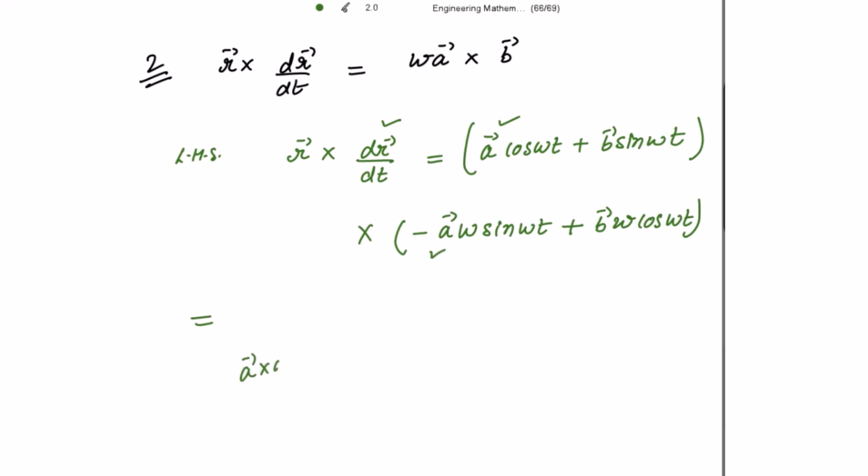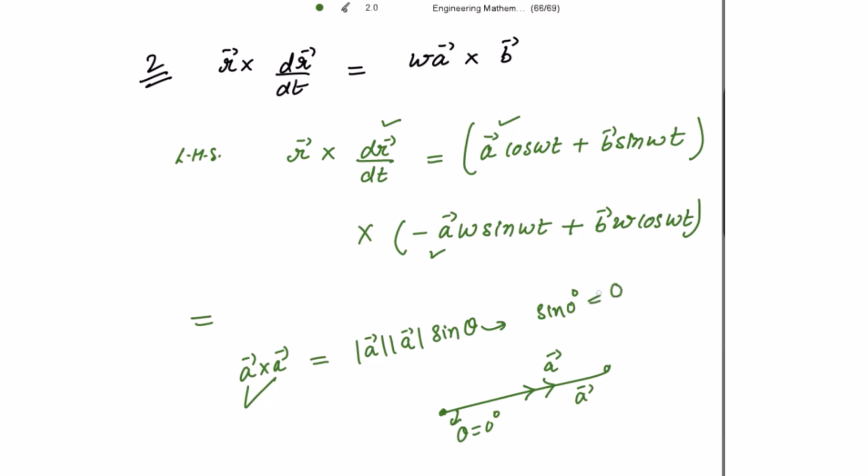What is the cross product of the constant vectors with itself? Because its magnitude is equal to mod of a vector sine of theta, the angle between the same vectors, because we are taking the cross product of the vector to itself. So angle is 0 over here. So sine theta, that is sine of 0 degree, which is equal to 0. That is why its cross product is 0. So the cross product of the same vectors is 0.